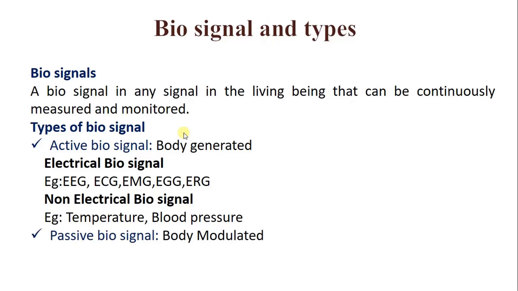And the other type of biosignal is passive biosignal. It is a body modulated signal, for example X-ray. So to have an X-ray of the skeletal part of the human body, we need to expose the X-rays on the body, and that is the imaging technique by which we produce the X-ray. So a passive biosignal is a body modulated signal. An external stimulus, that is X-ray, is applied to the skeletal part of the body to get the image of the skeletal structure.